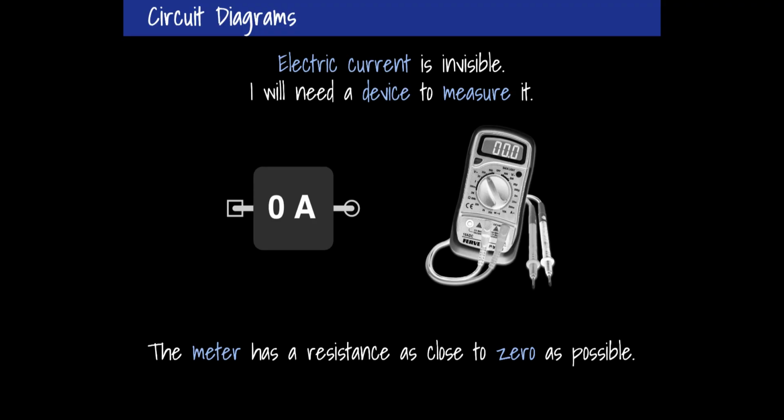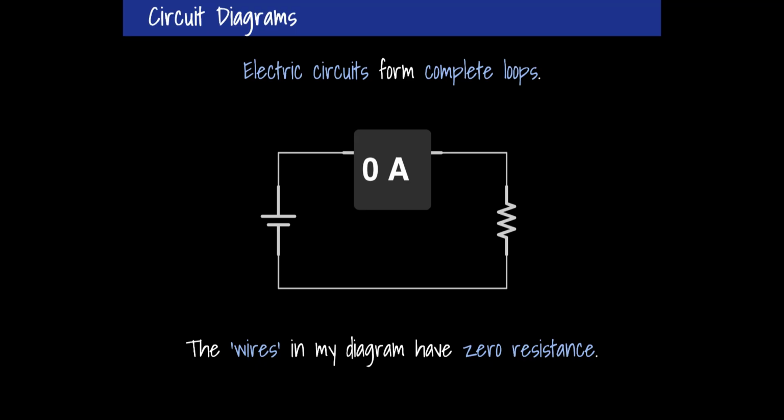It's just what I'll be using to indicate the value of the current, because I can't see the current in any given physical situation. Electrical circuits form complete loops. The etymology of the word circuit comes from circuital, which literally means loop. So the word circuit itself, as in electrical circuit, implies a complete closed path. Now, this circuit is not doing anything. You can see that my meter is reading 0 amps.